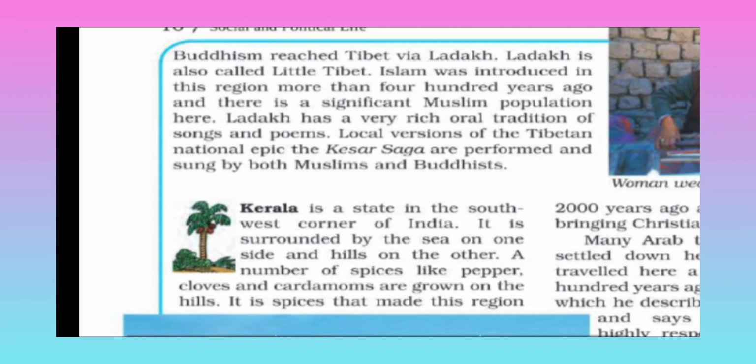So firstly, Buddhism was spread to Tibet via Ladakh. Now in Ladakh, more than 400 years ago, Islam was introduced. So this mixture of both cultures you can see in Ladakh, and the example given is that local versions of the Tibetan national epic, the Kesar Saga, are performed and sung by both Muslims and Buddhists, meaning both are performing this. Next one, case study, Kerala.